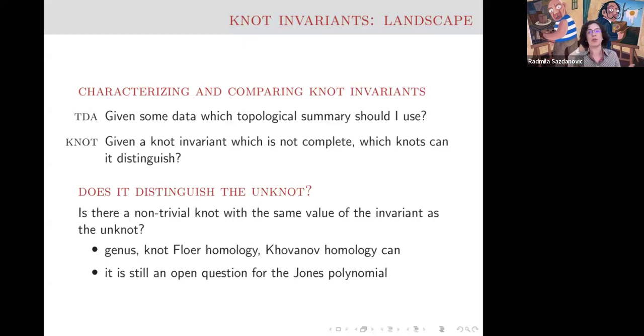If I want to distinguish certain types of knots, which algebraic or numerical summaries can I use to distinguish them? And then the basic question is, does it distinguish just the plain circle with no crossings, the unknot, like the invariants that we have? And even this is a very hard question from the theoretical point of view. It's known that some, like genus or knot Floer homology or Khovanov homology, can distinguish the unknot. No other knot has the same value of these invariants as the unknot, but it's still open for the Jones polynomial that was constructed in 1984 and led to a Fields medal.